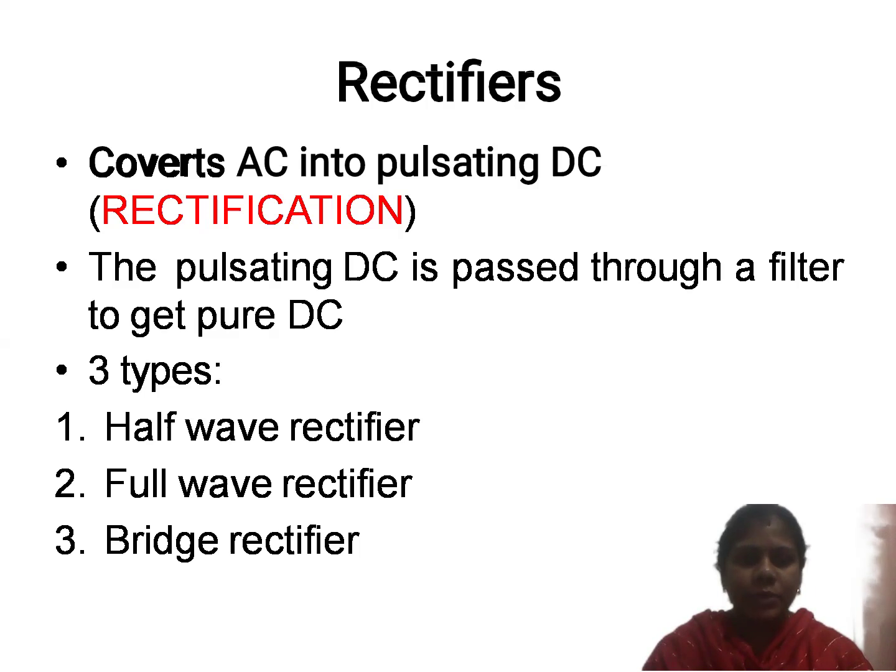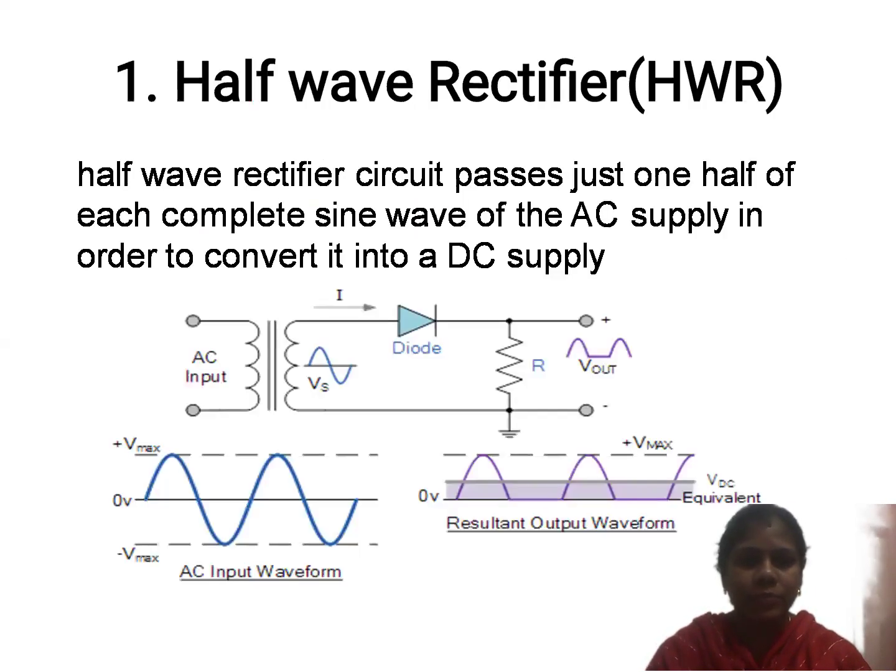Rectifiers are of three types: half-wave rectifier, full-wave rectifier, and bridge rectifier. First, we will see what is meant by half-wave rectifier. The name itself indicates that the rectification is done only for the half-wave. For example, here you can see the circuit diagram.